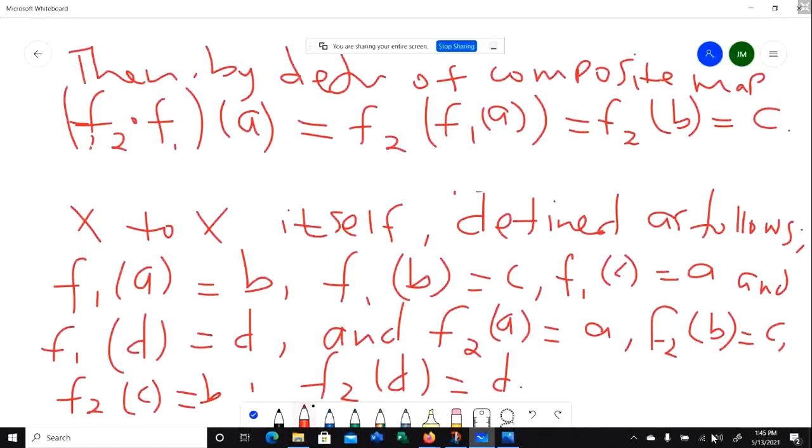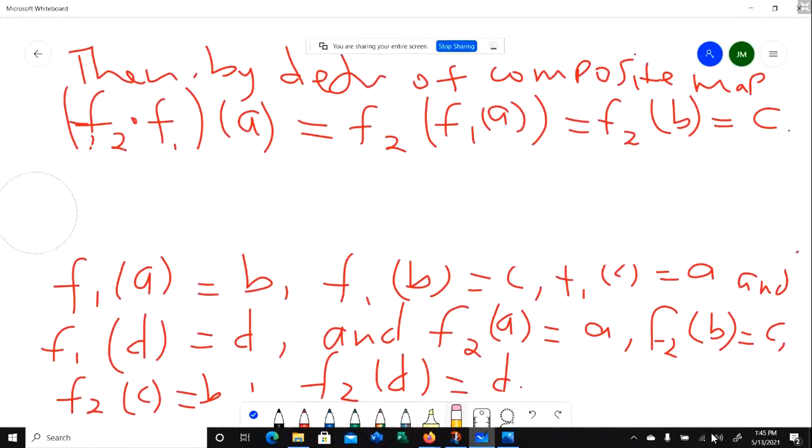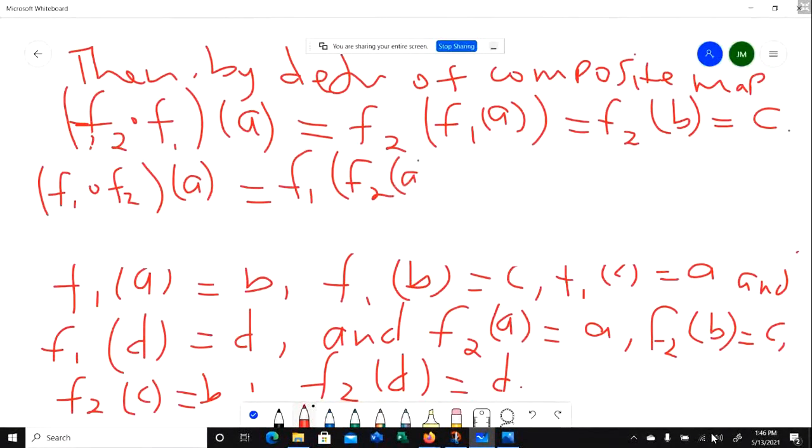Now we can reverse the order. We are trying to see if these composite maps are commutative. So we can now take the composition of F1 composite F2 of an element A. By definition of the composite map, we have F1 into F2 of A. And F2 of A is defined here as A. So this is the same as having F1 of A, and F1 of A is equal to B. So you find that these two results are not equal. F2 composite F1 of A is C, F1 composite F2 of A is B.